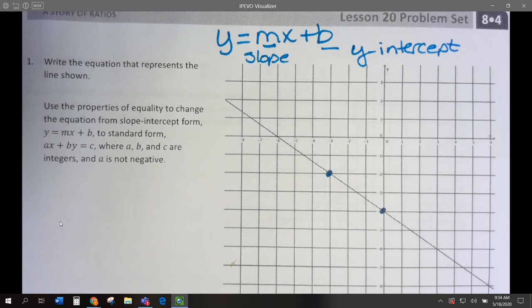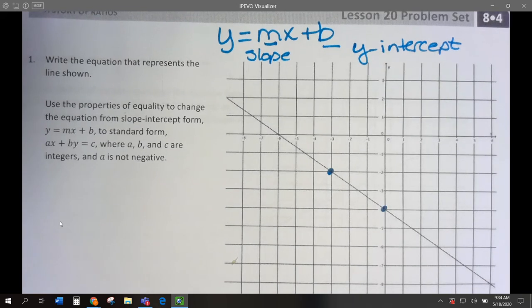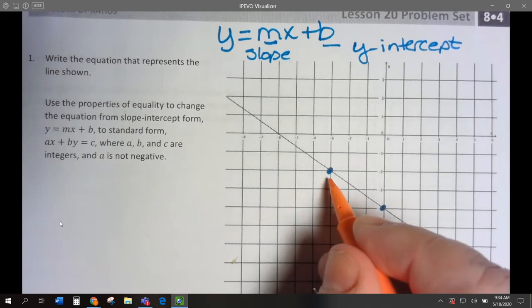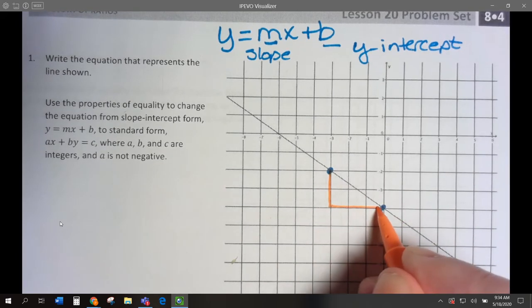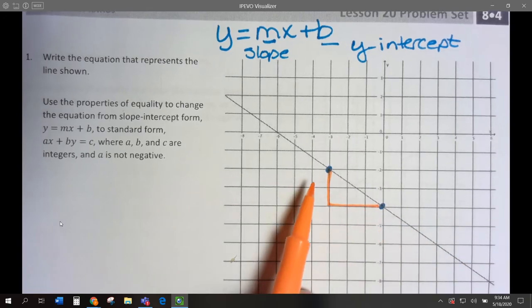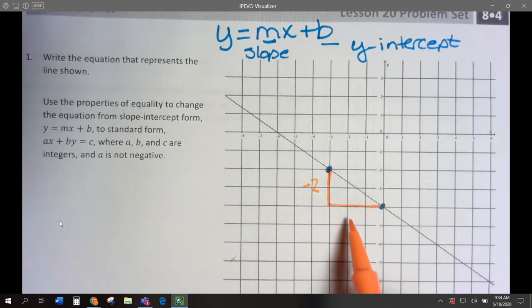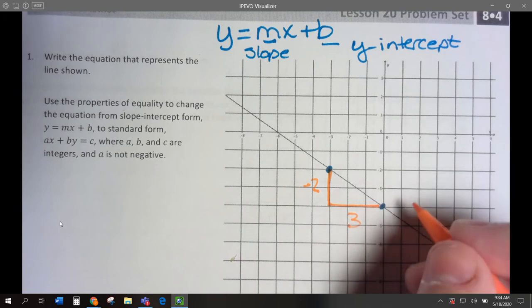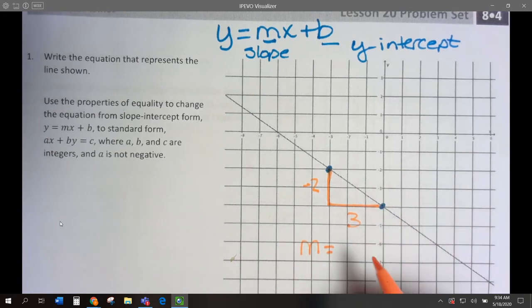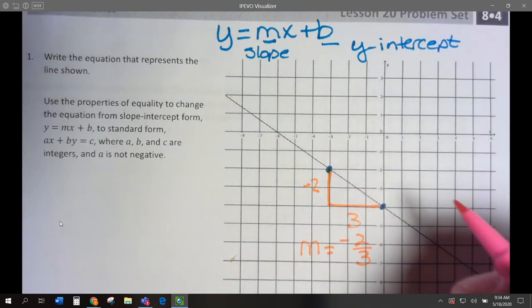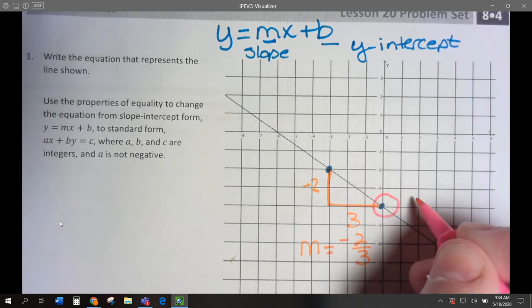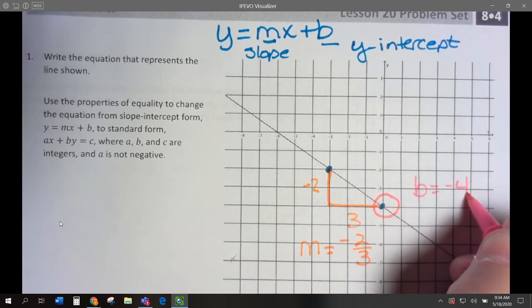To find the slope, I'm going to draw the right angle, my rise over my run. My rise is going down 2, and my run is going over 3. So m is going to be a negative 2/3. And for b, I have to figure out where it crosses the y-axis, and that would be here. And so b equals -4.